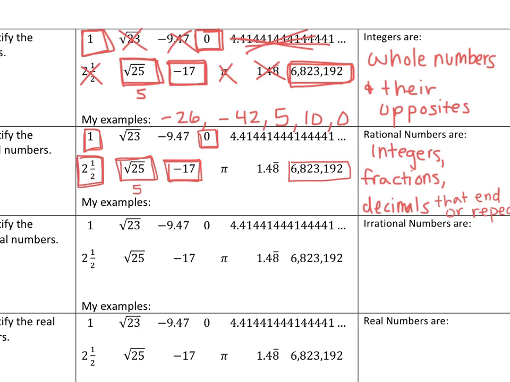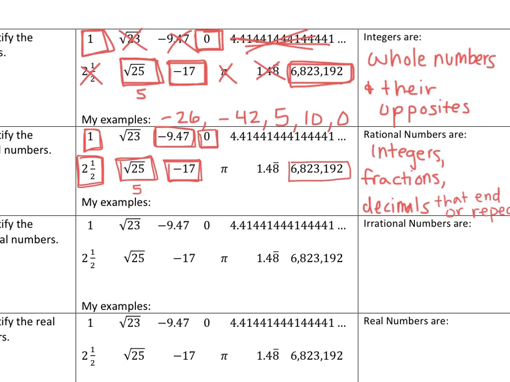Another thing we have is decimals that end. So do you see any decimals that end? And that would be this one, because it stops after 7. So there's a decimal point. So it's negative 9 and 47 hundredths. It stops after that 7. So that is a rational number.